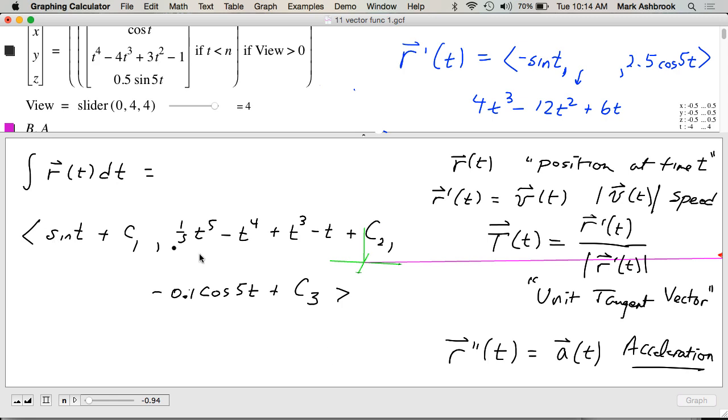Then if I had a particular vector of this integral function, call this one capital R of t, whatever that is. If I had some particular vector, capital R of t, I could solve for C1, C2, and C3. If you knew at some value of t what this capital vector R was, that would determine what your three constants were. Make sense? You could solve for that.